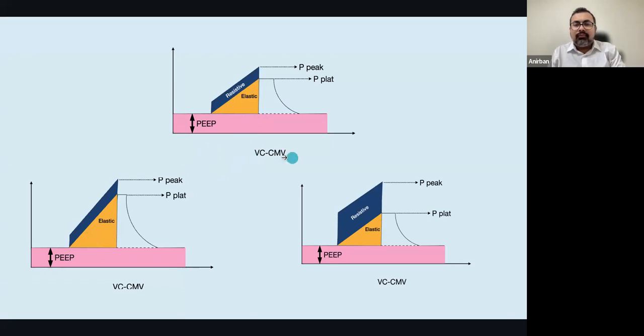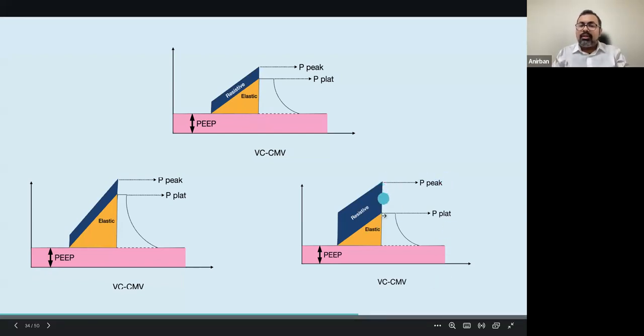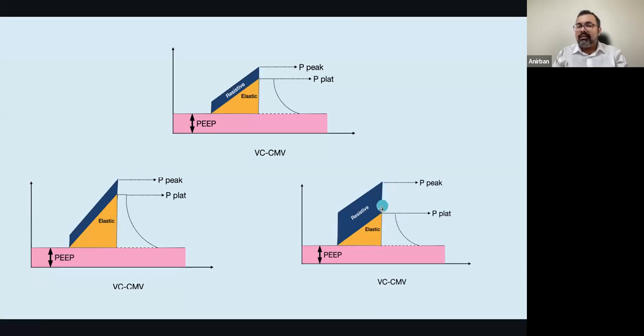Now, what happens if, say, the patient develops bronchospasm? The elastic load remains the same, and therefore the P plateau will remain the same. However, the resistive load will increase and the trans airway pressure will increase. Remember, trans airway pressure is proportional to the resistance. As resistance increases, the difference between peak and plateau pressure increases, and the gap widens. Peak pressure increases, plateau pressure remains the same because there has not been any change in the compliance of the lungs. However, if the compliance of the lung decreases, both plateau and peak pressure increase.